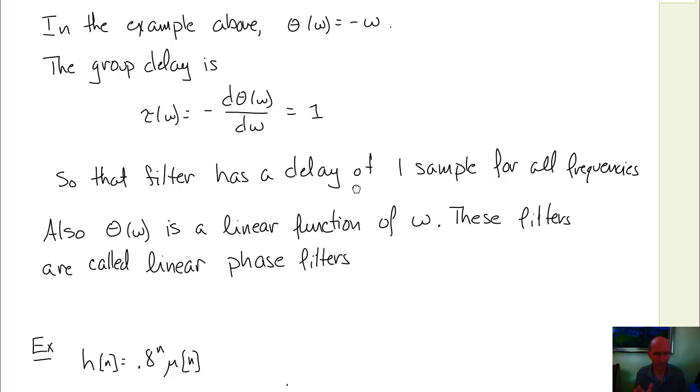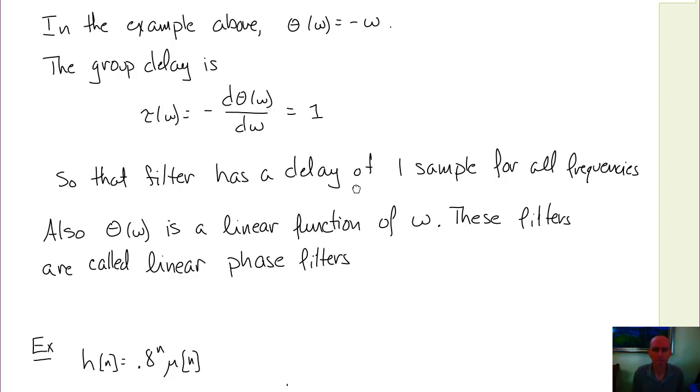Now this is nice because many times we don't just put in one frequency to a filter, we can put in many frequencies. And it means that if we put in two frequencies at the same time, they're going to go through and come out of the filter at the same time. We can have filters that don't have this uniform delay. In other words, we can have a filter where two frequencies go in together, but one comes out before the other.